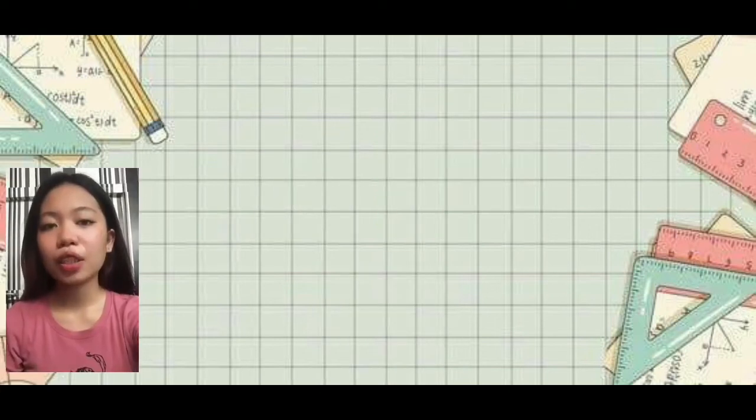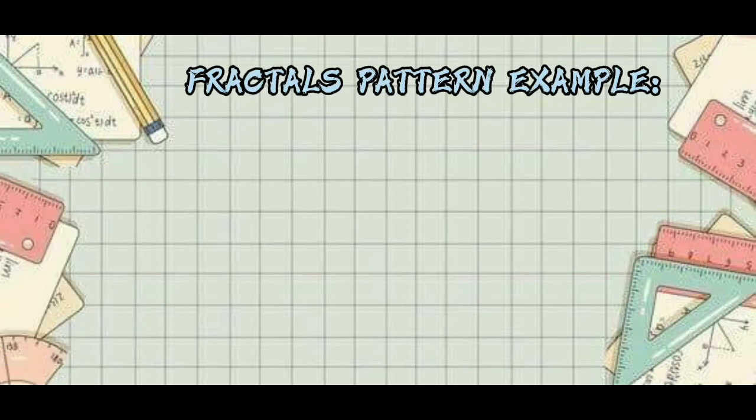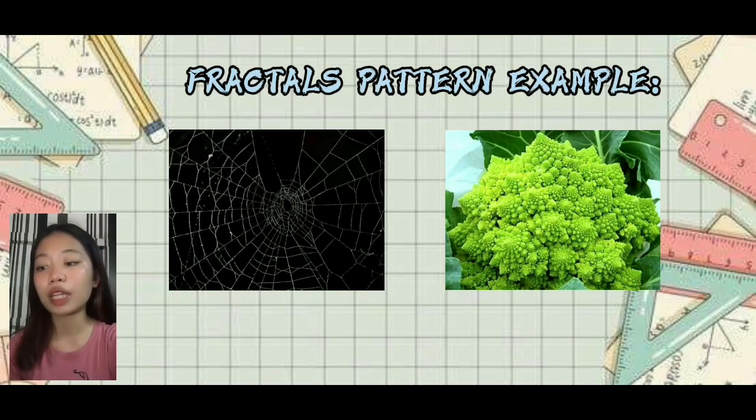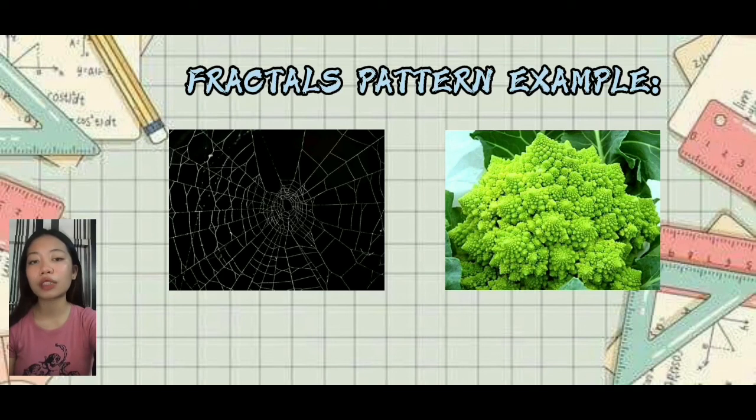The third pattern is the fractals pattern. Fractal patterns are built from simple repeated shapes that are reduced in size when repeated. The best examples of fractal patterns are Romanesco broccoli and spider webs.